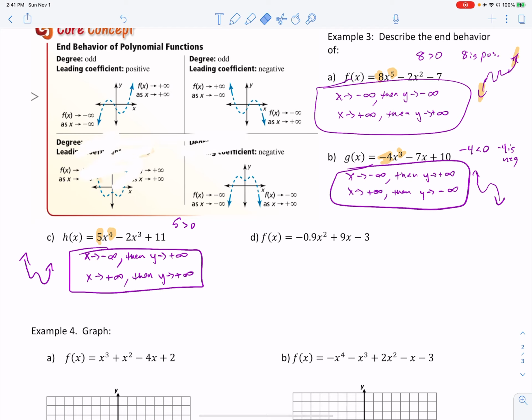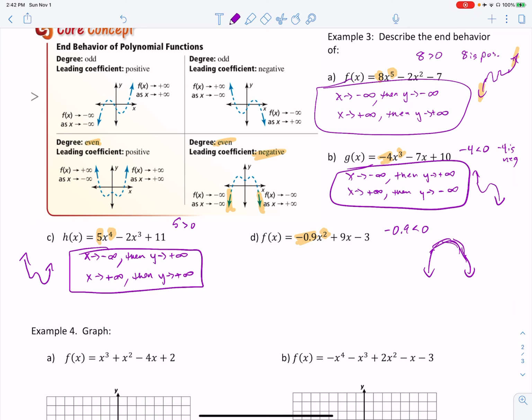So then if we go to the next problem, we will see that it's of degree 2, so it is an even degree, so it's one of these two. And then the leading coefficient, however, is negative, so it's going to follow this pattern where both ends are down. So negative 0.9 is less than 0, both ends are down. So however that happens, it's just of degree 2, so it's only going to have one turning point at the max. That's it. And so it opens down.